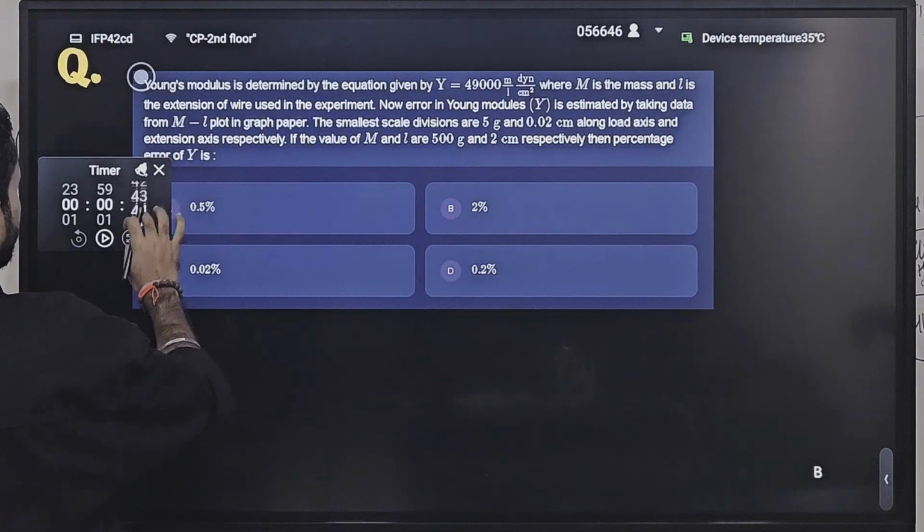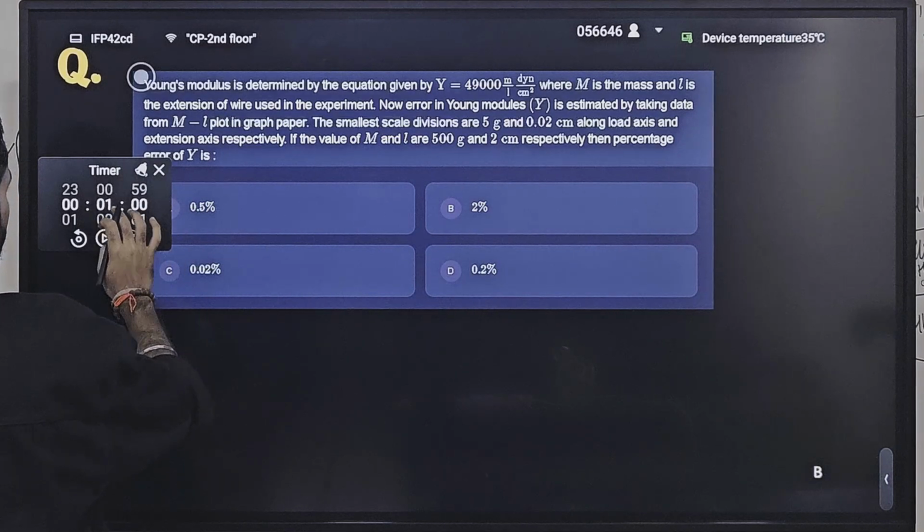Now this is the kind of error question. Good question. Try to solve.